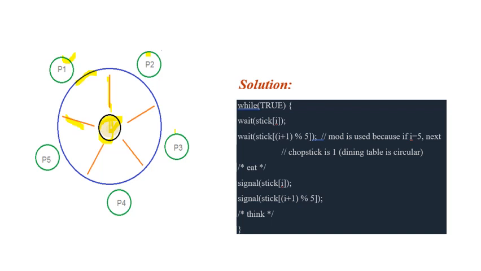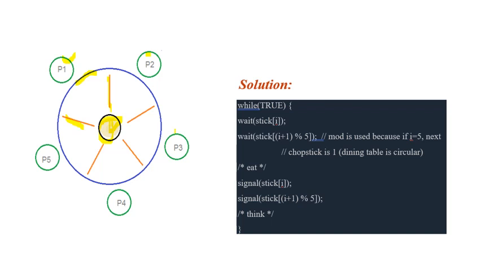When the philosopher wants to eat the rice, he will wait for the chopstick at his left hand, pick it up, then wait for the right chopstick to be available, and then pick it too. After eating, he puts both chopsticks down. But if all 5 philosophers are hungry simultaneously and each of them picks up one chopstick, then a deadlock situation occurs because they will be waiting for another chopstick forever.